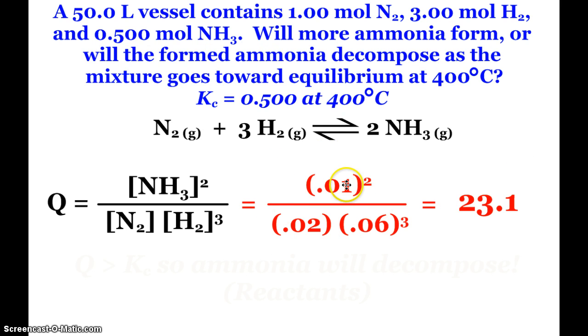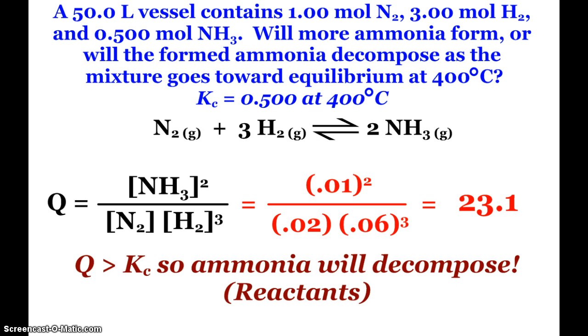And when I evaluate that expression, my answer comes out to be 23.1 for Q, which is way bigger than Kc. So the ammonia is going to have to decompose. The reaction is going to go left towards the reactants as it heads towards equilibrium. So that's how we can use those reaction quotient values.